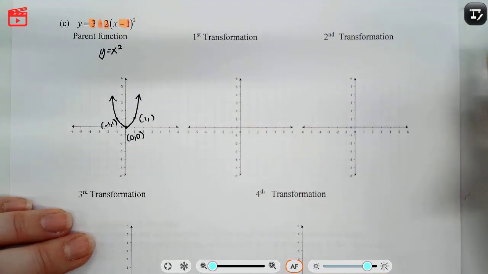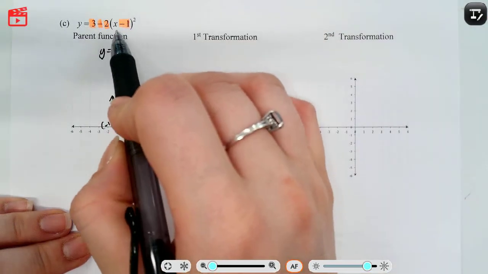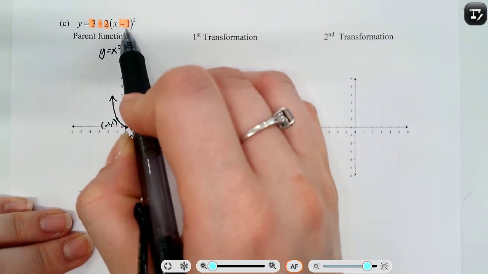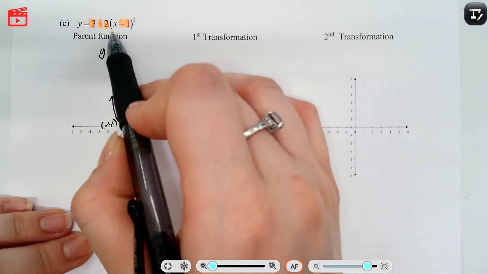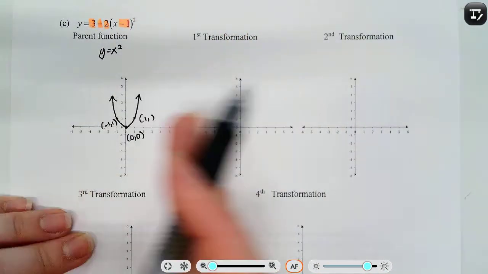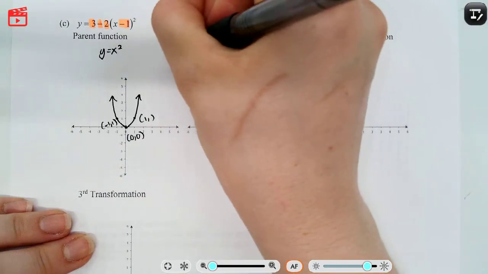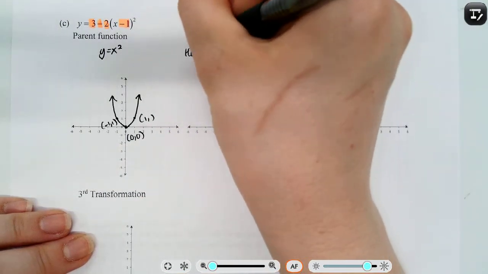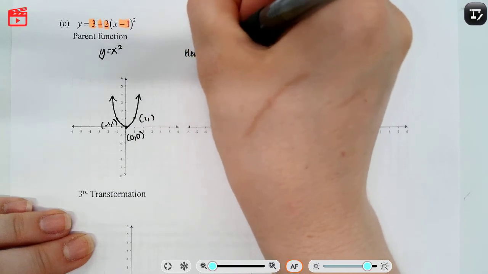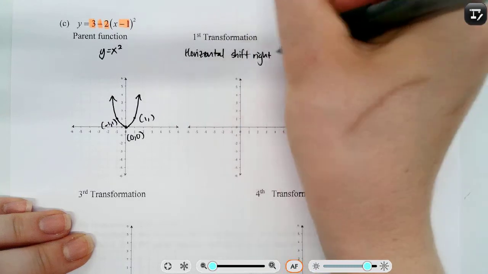Okay, so what do you think the first transformation should be? Okay, so remember we start inside the parentheses. The inside of the parentheses, so think of PEMDAS. Normally you would start inside the parentheses. Okay, so that's going to be negative 1, which means we're going to be shifting horizontally to the right. So horizontal. How many units? 1.